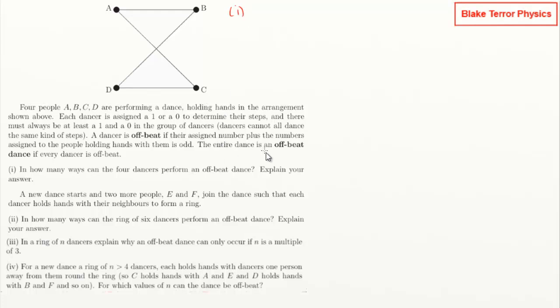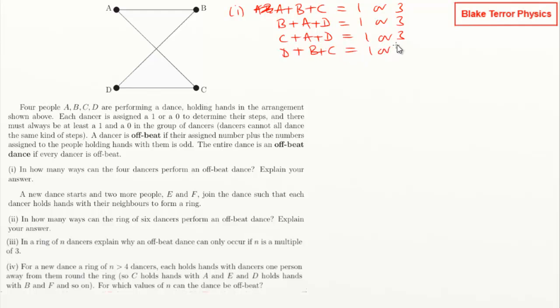So what was offbeat? An offbeat dance means all dancers are offbeat, which means that their number plus the numbers of those next to them are odd. So we're saying things like A plus B plus C must equal 1 or 3. And then B plus A plus D is 1 or 3, and so on. C plus A plus D is 1 or 3. And whatever the other one is, D plus B plus C is 1 or 3.